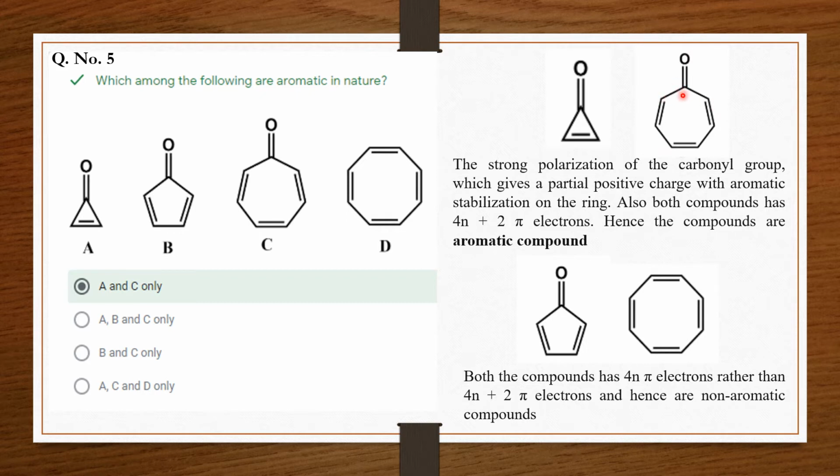If we look at the 4n plus 2 pi electrons, both satisfy Huckel's rule, that is, 4n plus 2 pi electrons are present. But in the case of cyclopentadienone, although there is delocalization and the compound is planar, it does not have 4n plus 2 pi electrons, it has only 4n pi electrons. In a similar way, cyclooctatetraene also has only 4n pi electrons. So these two are not aromatic, and these two are aromatic in nature.